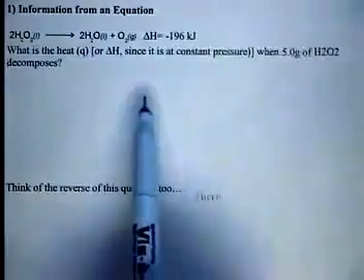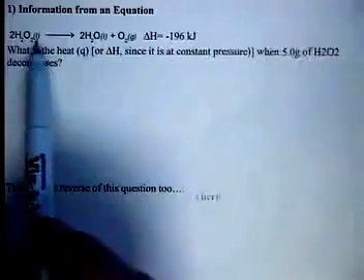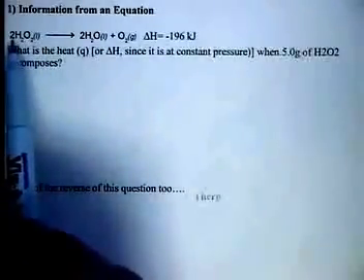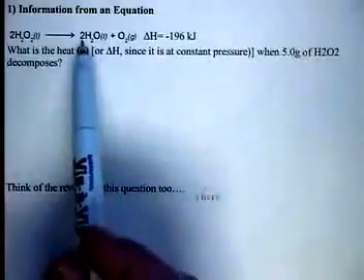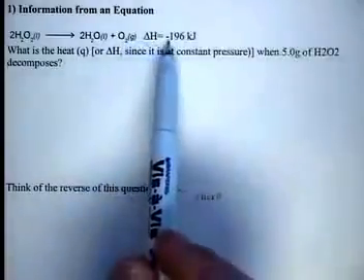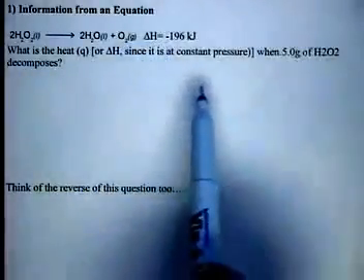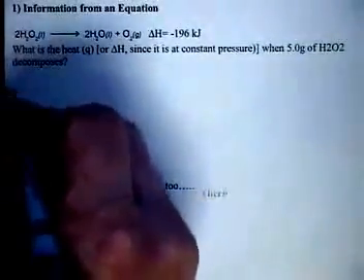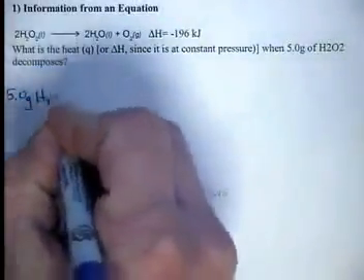This equation gives us a lot of information about how much energy is released for each one of these substances. And the stoichiometric ratios actually tell us how much heat is released per 2 moles of H2O2. Notice there's a 2 in front. How much energy is released when 2 moles of water is produced, or when 1 mole of oxygen is produced. We're not given a number of moles that are decomposed. We're given a number of grams. So our first job in this problem is to convert our 5 grams to moles. So I'll take our 5 grams of H2O2.